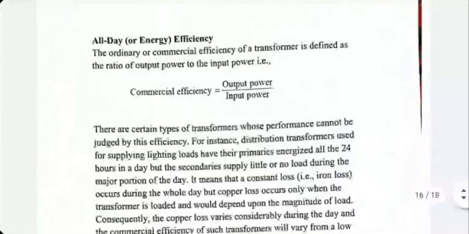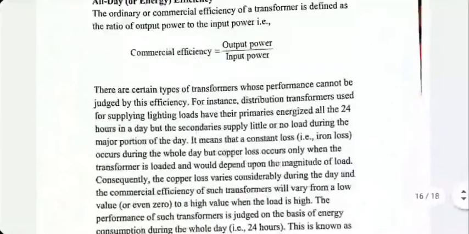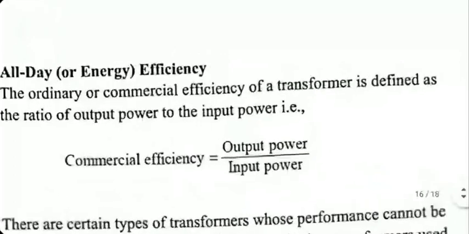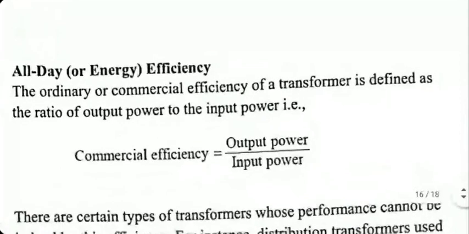Now let's move to something else conceptually. Besides the so-called commercial efficiency, which I have been calling power efficiency, which is defined as output power upon input power, there's a second kind of efficiency. You can read this carefully. The ordinary or commercial efficiency of a transformer is defined as the ratio of output power to the input power. Fair enough.